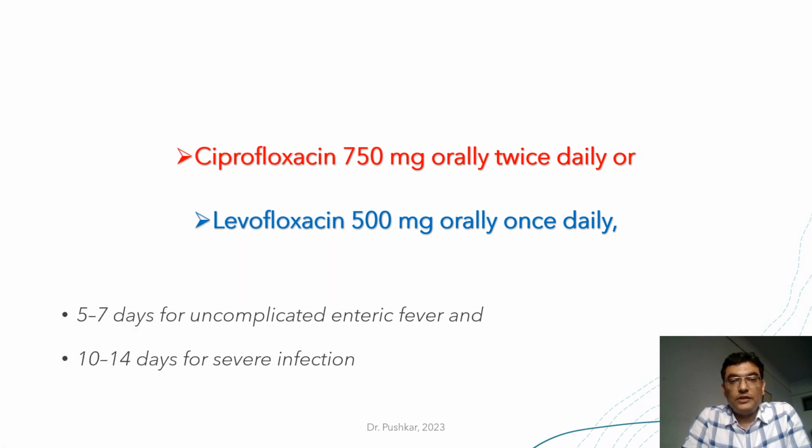So the drugs we use for the treatment of typhoid are ciprofloxacin, and the dosage is 750 mg orally 2 times a day, or we can use levofloxacin 500 mg orally once daily. So these two fluoroquinolones are used for the treatment of typhoid: ciprofloxacin 750 mg and levofloxacin 500 mg. Ciprofloxacin 2 times a day while levofloxacin 1 time a day.